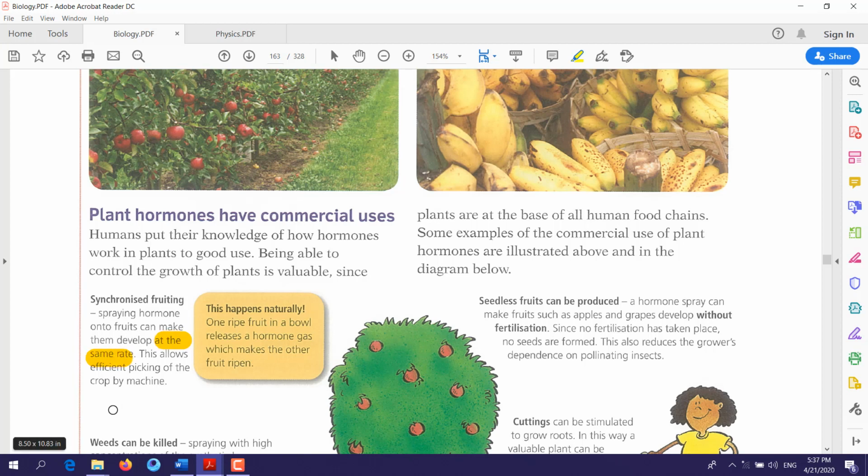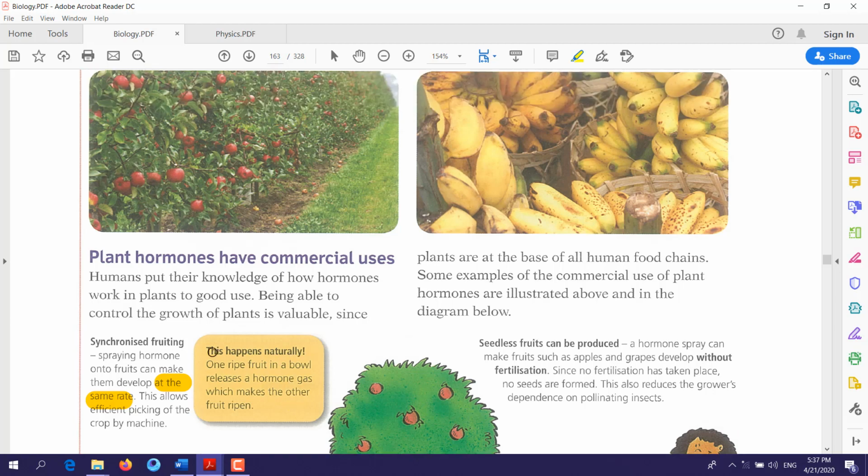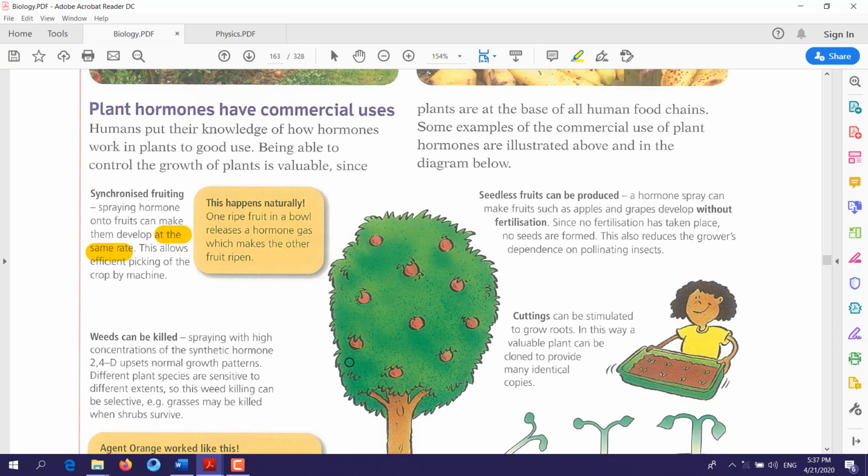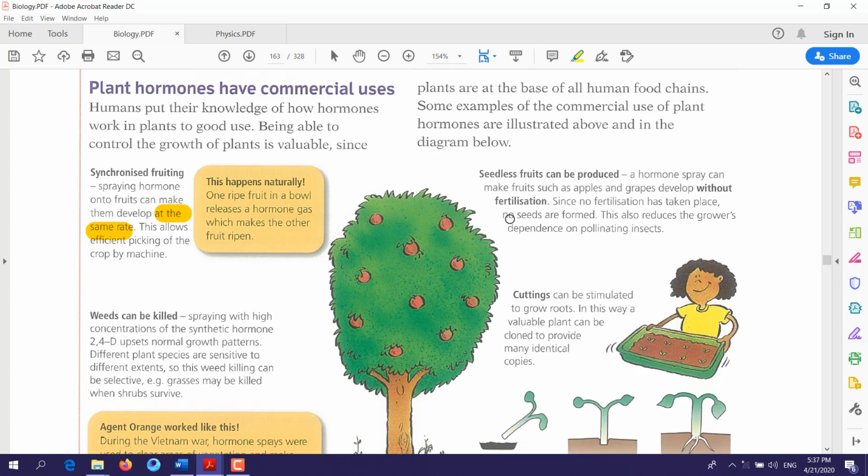So how does this help? This allows efficient picking of the crop by machines. As you know, nowadays they use machines to pick the crops, and machines don't know which one is ripe and which one is not. So how do they solve this problem? By using hormones.